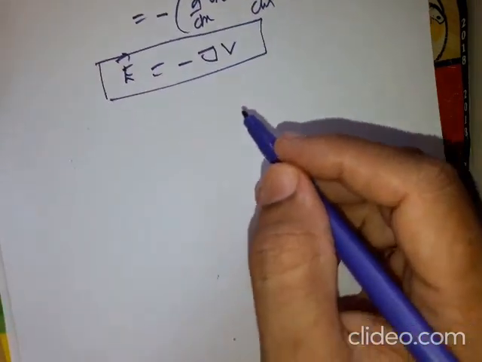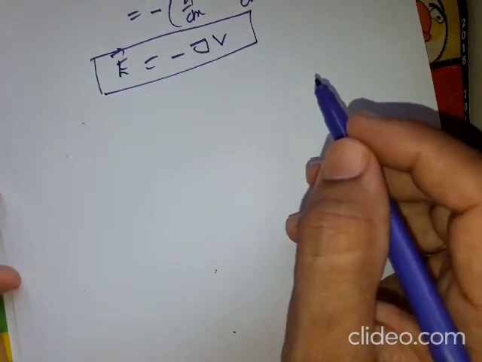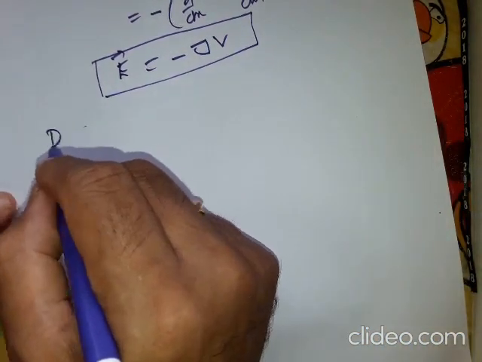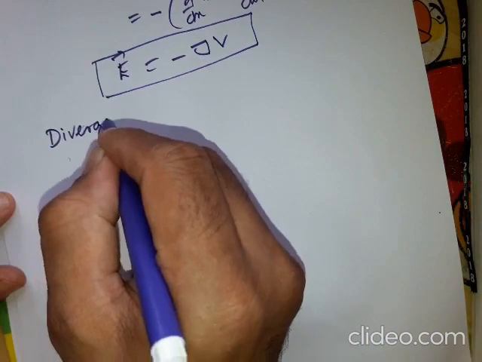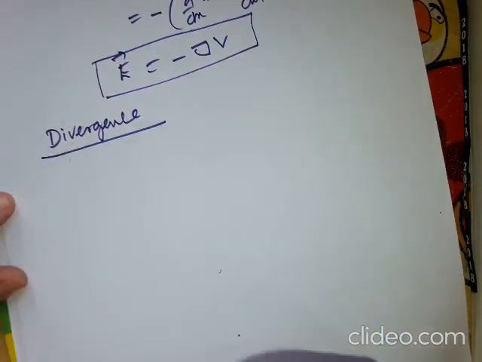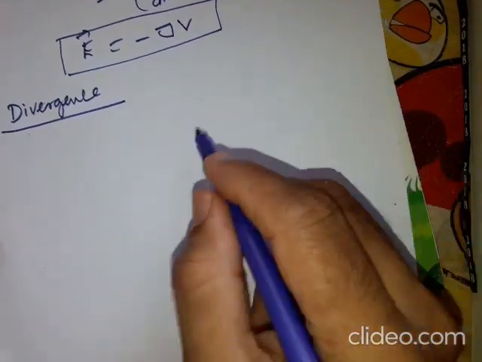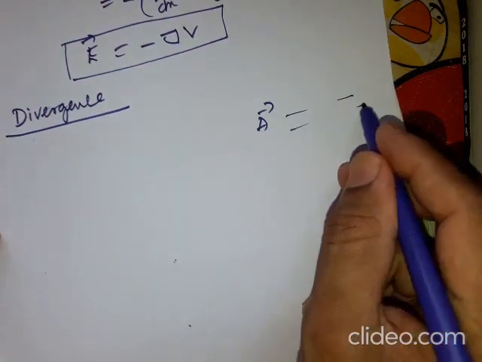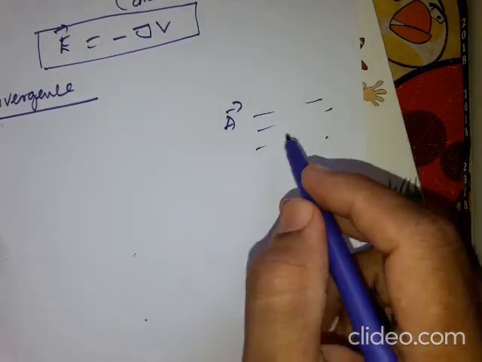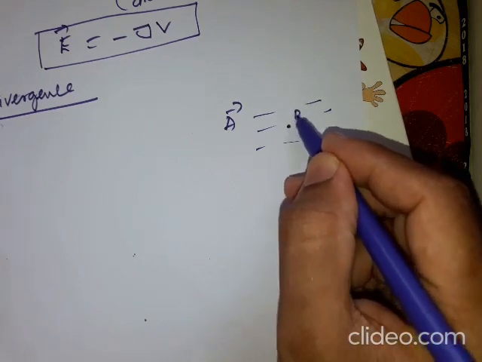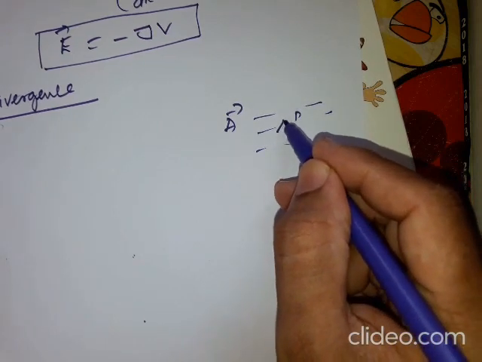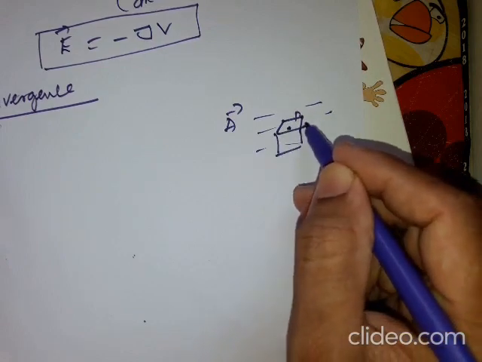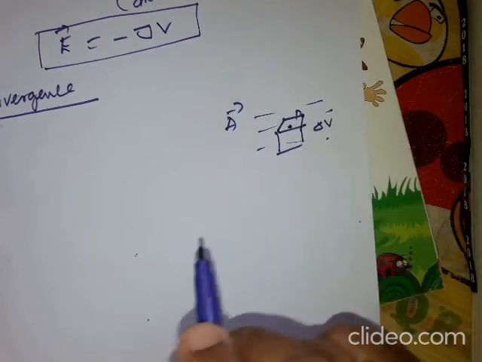Now let us discuss some of the fundamentals of electromagnetic theory, one of which is divergence. Just imagine a field, a vector field A. There is a vector field, and imagine a point, say P, and think of a small elemental volume there. So it is del V.